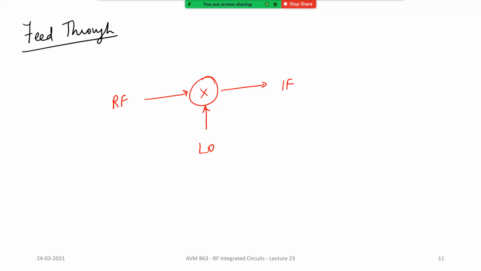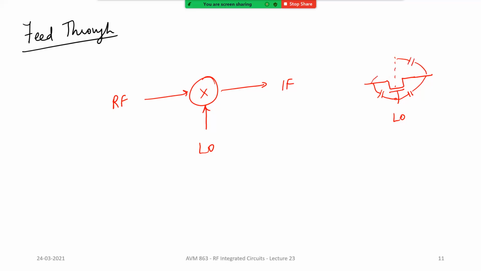Now, the mixer is implemented using transistors. For example, let's say you have a very, very rudimentary mixer, which is going to look like this: a MOSFET switch, controlled by the LO signal. Now what do you have? You have some gate to source capacitance, gate to drain capacitance, and drain to bulk capacitance, right?